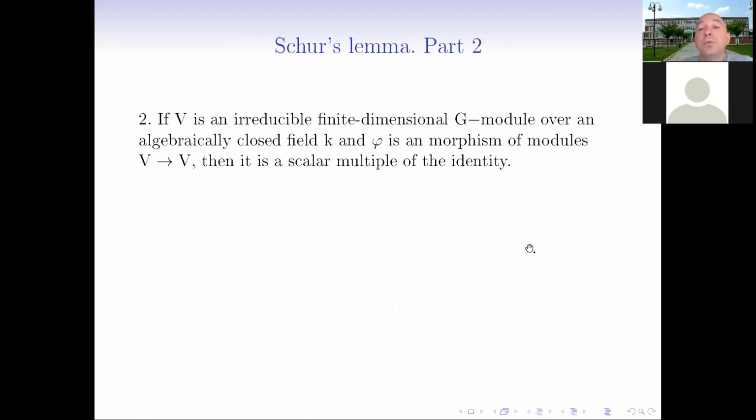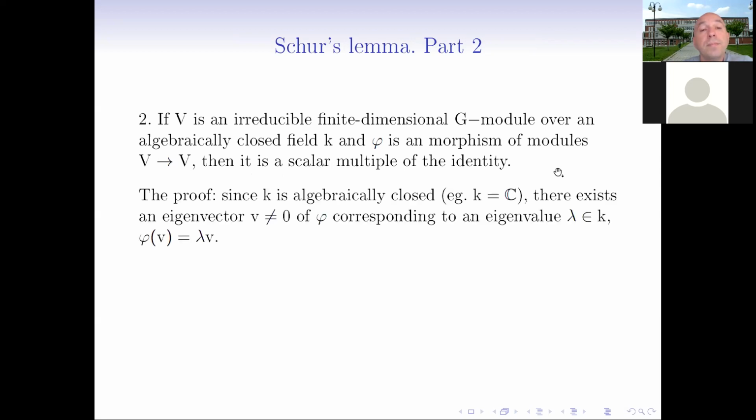And now the part 2. I'm close to finishing now, maybe 1 or 2 minutes. So this is part 2 of Schur's lemma. Suppose V1 equals V2, and V is an irreducible finite dimensional G module over an algebraically closed field, and phi is a linear map from V to V, a linear endomorphism over G. Then phi can be only a scalar multiplication by some scalar. So it's a scalar multiple of the identity.